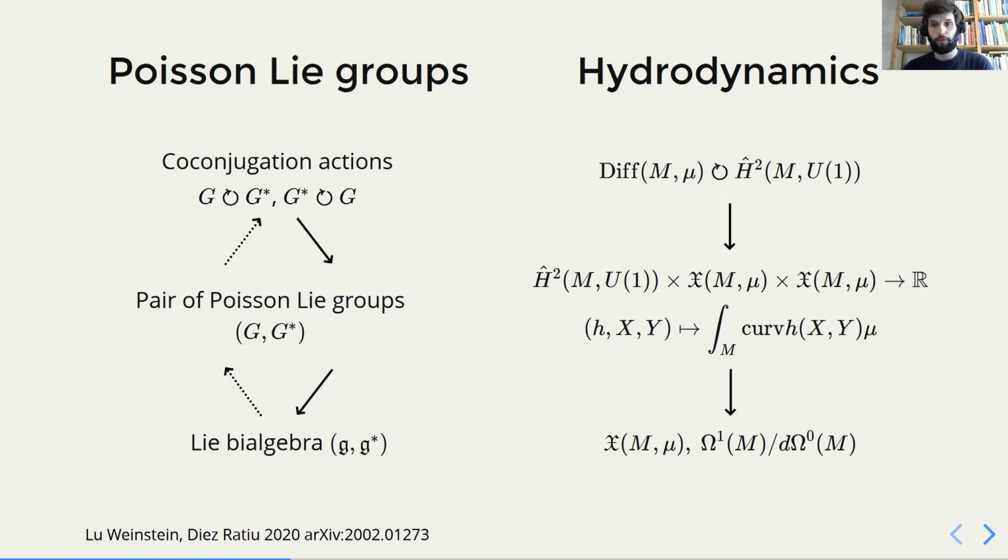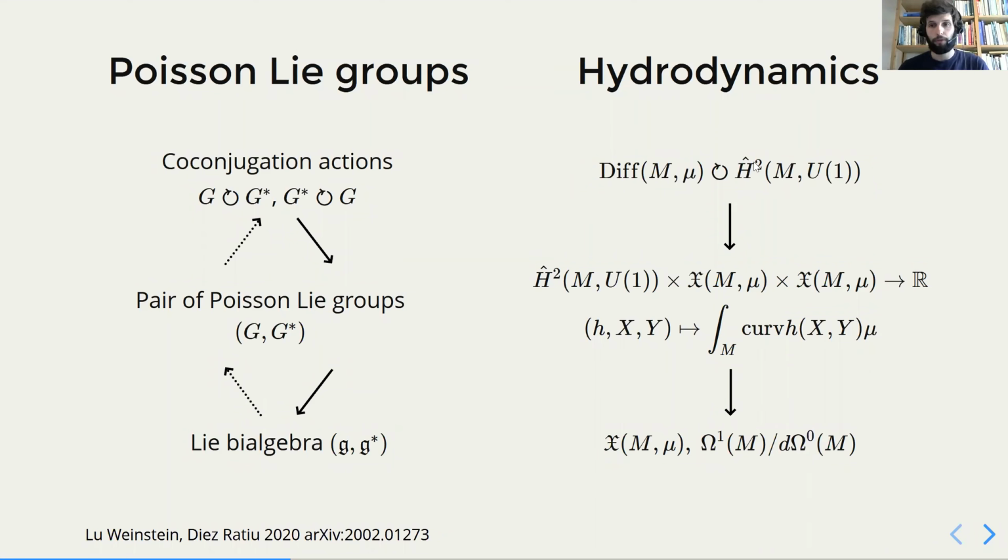And then this Poisson tensor needs to eat two elements of the dual, and the dual is identified with the volume preserving vector fields. So in this sense, you get a Poisson tensor that has this form. And if you calculate this, what is it?